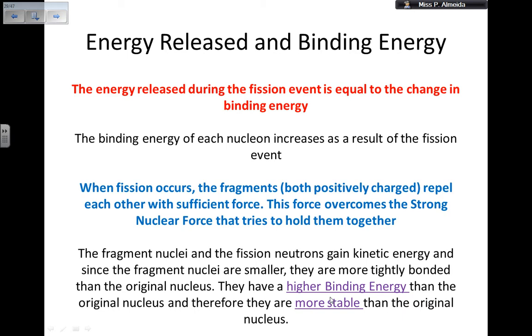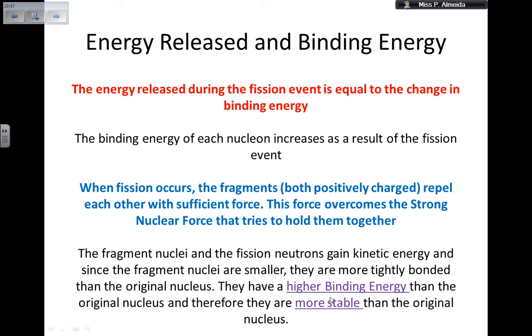Because remember that we spoke about changes in mass and energy and all that stuff. So the binding energy of each of the nucleons is going to increase as the result of the fission. So whenever I have fission, binding energy increases. And the explanation why is coming just below.